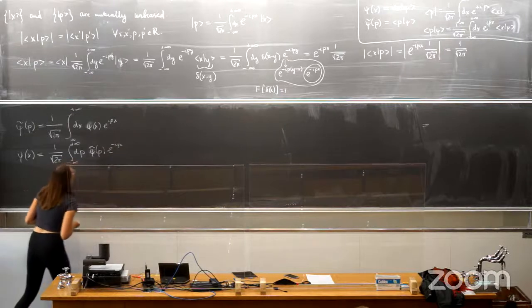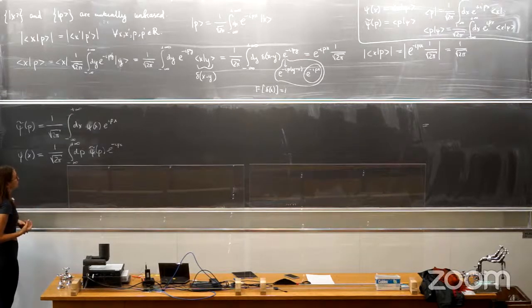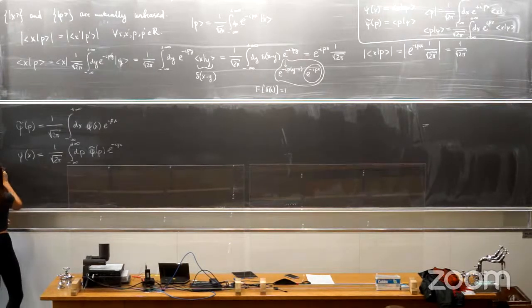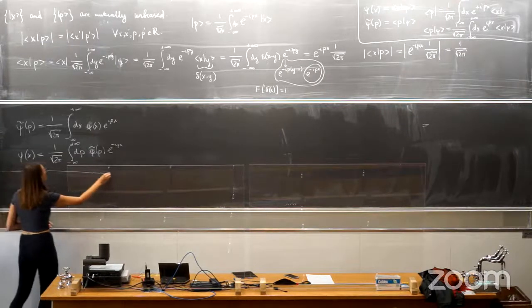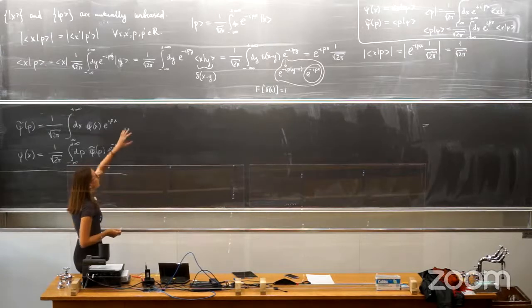And these are two expressions which connect the representations of the wave function in the momentum basis and position basis. And this trivially follows from the fact, if you remember, that the bases themselves are connected by the Fourier transform, then you can easily derive this.